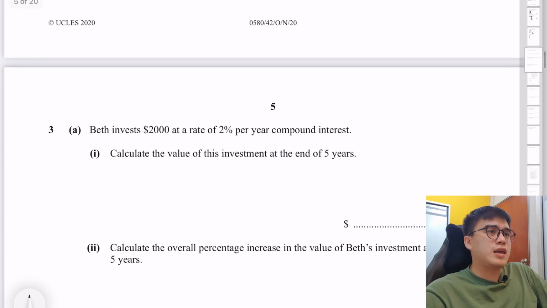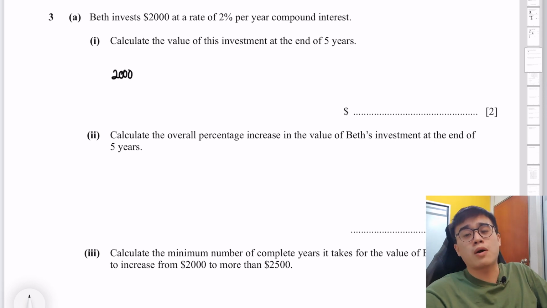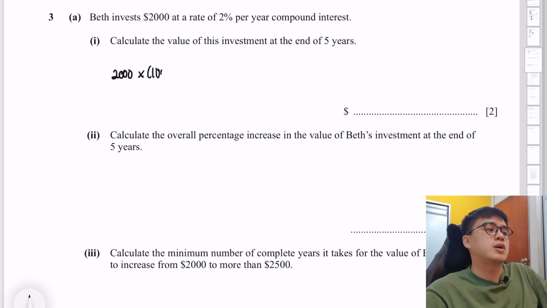Question 3a, 2000, at the rate of 2% per year compound interest. So the keyword compound was involved, so you're required to use the compound interest formula. So for me, I'll be taking 2000 times 100% plus 2% to the power of 5. After correcting it to 3 significant figures, I'll be writing 2210 as my final answer.